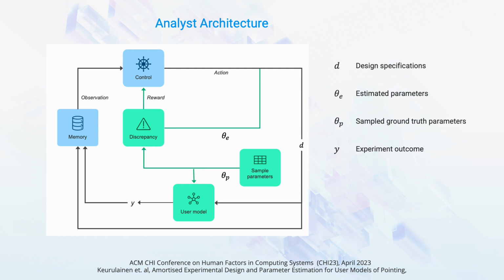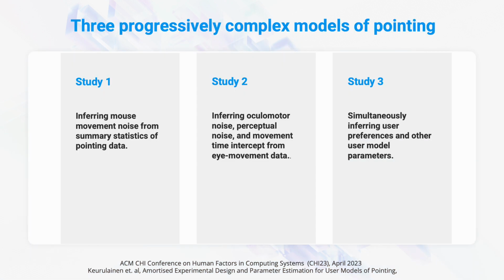This figure presents the architecture of the analyst. The reinforcement learner's objective is to learn a sequential policy for the control process by interacting with an environment consisting of a sequence of experiments with stochastically sampled parameters. Actions consist of the specification of the experiment denoted by d and an estimate of the model parameters denoted by theta e. The discrepancy function calculates a reward by comparing the estimated parameters to the true model parameters. The memory stores the history of experimental designs and outcomes for a particular user.